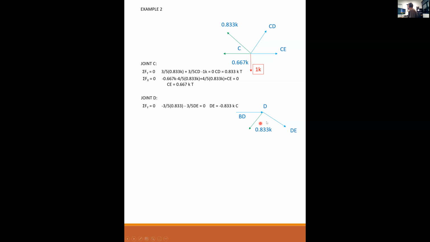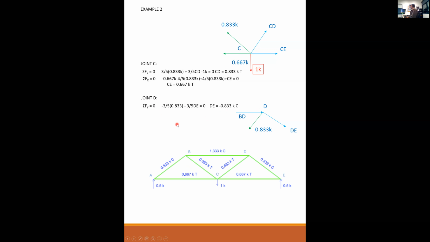And at joint D, I didn't put it on there, but I've already solved for BD. But I have minus 3/5 of 0.833. It's minus because it's going down, even though it's in tension. And DE is assumed in tension, but it's going down. So negative, negative. DE ends up being 0.833 kips in compression.